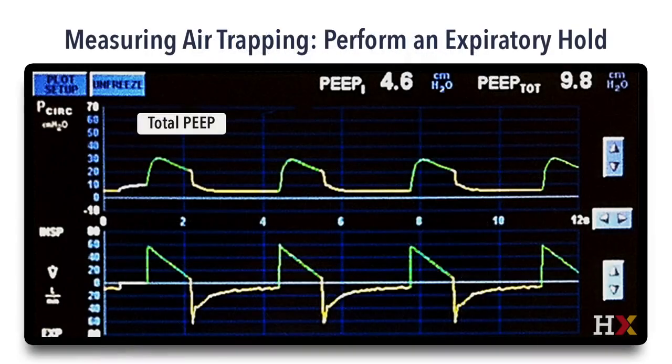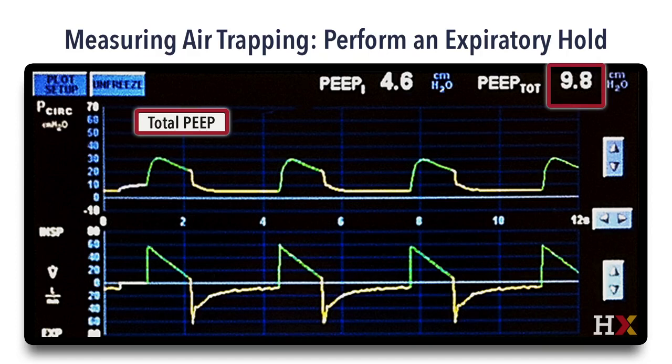The way we quantify air trapping is by checking an expiratory hold. When we perform an expiratory hold, we stop all flow, and the pressure that is left behind is the auto PEEP, or the intrinsic PEEP. The ventilator will tell us the total PEEP in the system, all of the pressure. In this example, that total PEEP is 9.8.